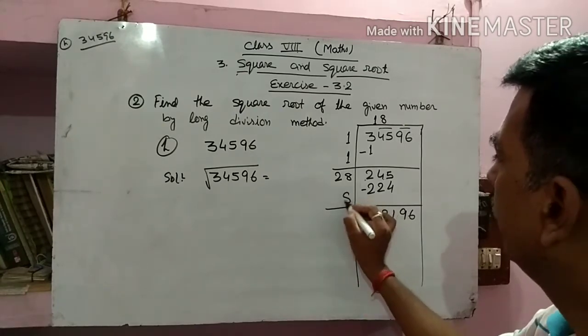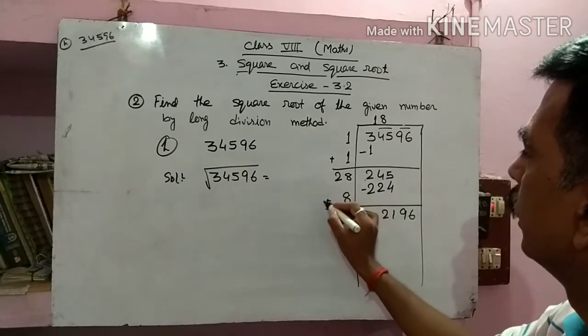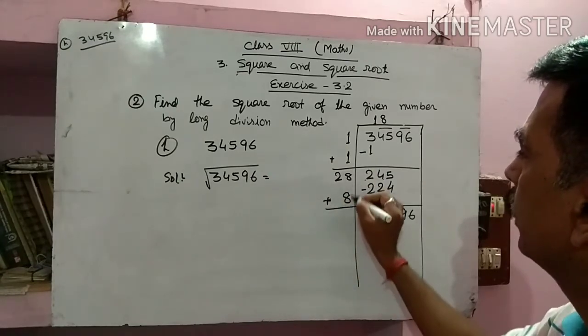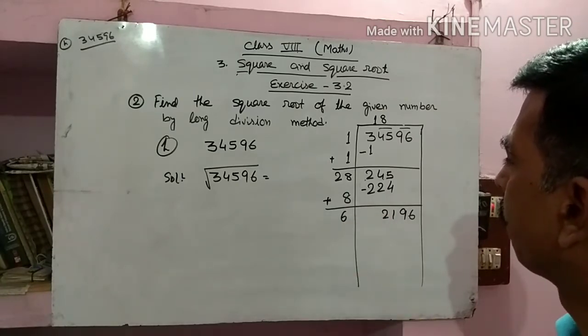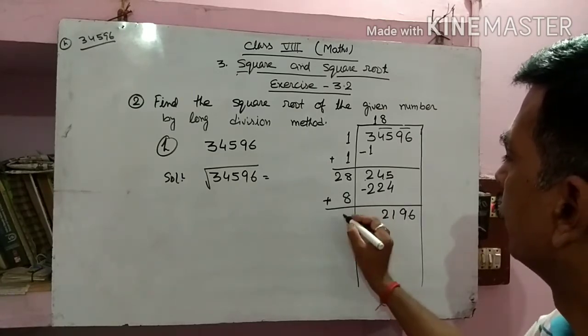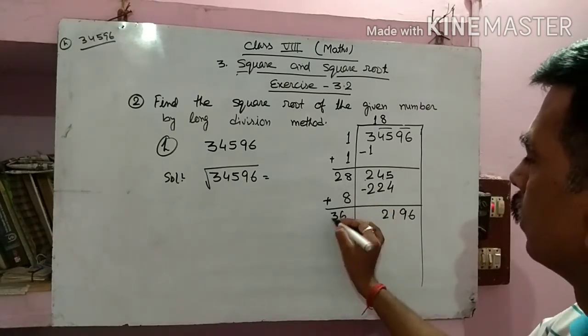So now 8 is going to be added here. This one is addition. Okay, 8 is going to be added here. So it becomes 8 plus 8, which is 16. And 1 is carried, so it becomes 36.